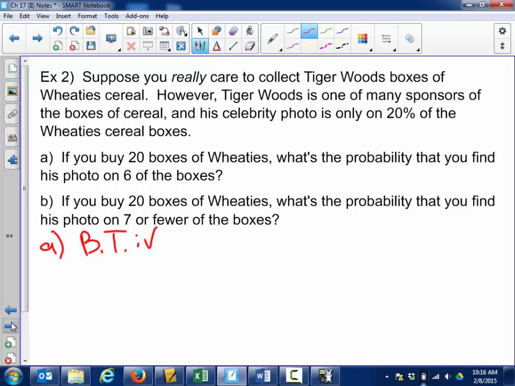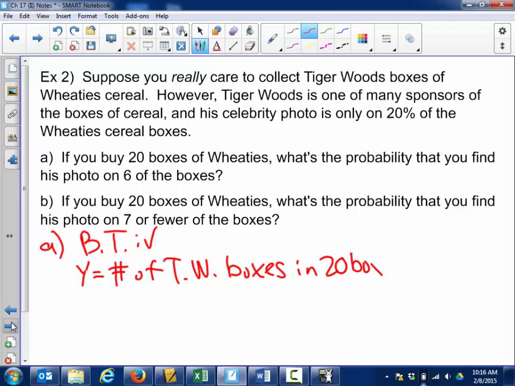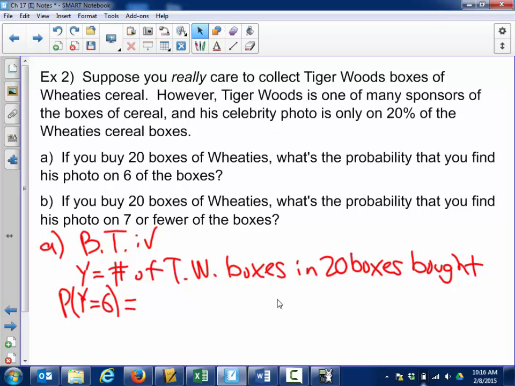We'll define x to be, or really let's switch it up. We don't always have to use x for a random variable. We'll define y to be the number of Tiger Woods boxes in 20 boxes bought. Okay. What's the probability that you find his photo in 6 of the boxes? So they want us to answer the question that the probability of y equals 6.